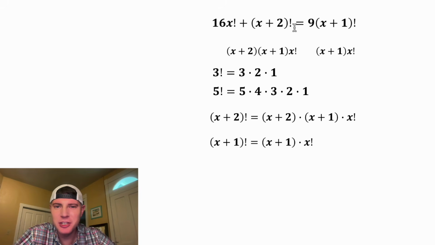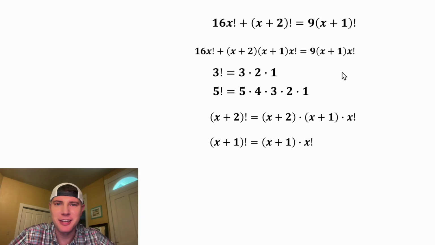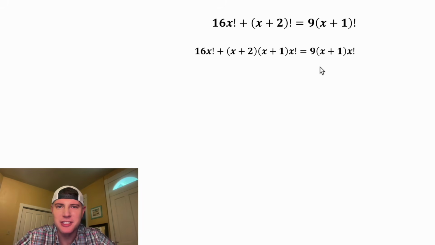So we can substitute each of those right here. In the place of the x plus 2 factorial, let's do x plus 2 times x plus 1 times x factorial. And in place of the x plus 1 factorial, let's do x plus 1 times x factorial. And then we can copy down everything else. Next, let's set everything equal to 0 by subtracting 9 times the quantity x plus 1 times x factorial from both sides.